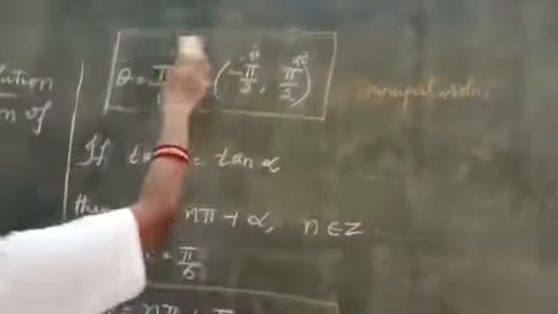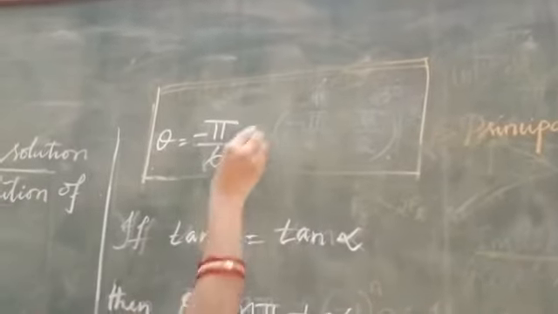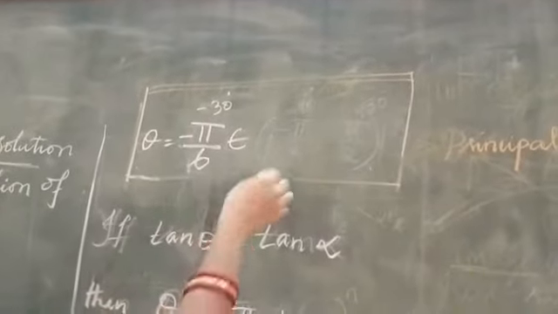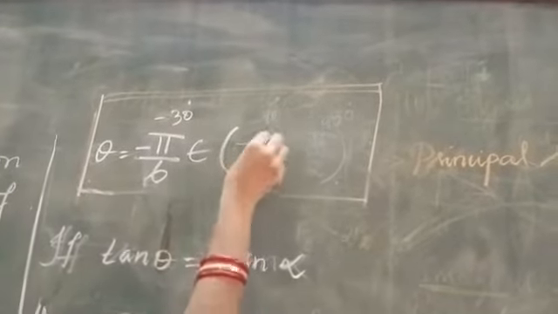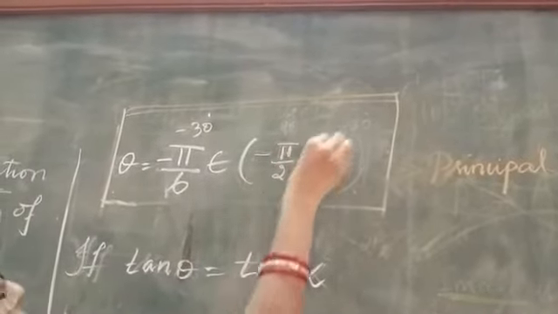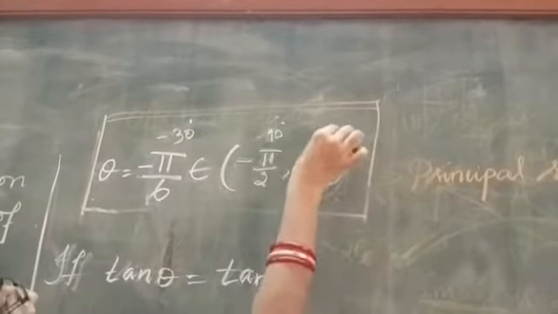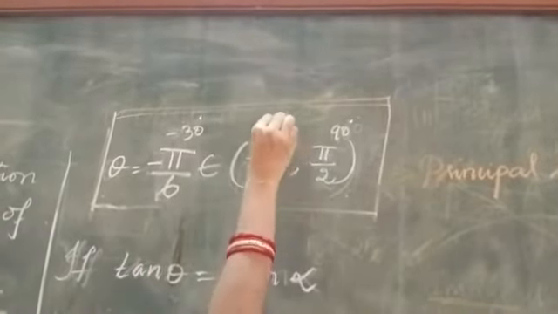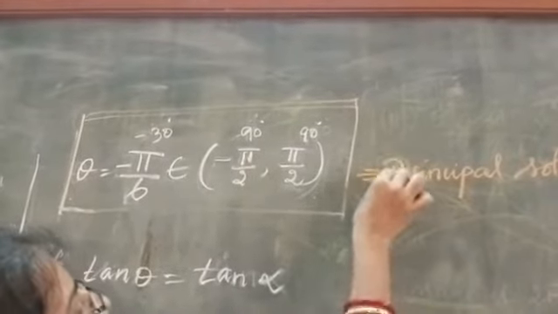Now come back. In the place of theta we have minus pi by 6. So let us write theta is equal to minus pi by 6. And this in degrees is minus 30 degree. The principal domain for the trigonometric function tan theta is the open interval minus pi by 2, pi by 2. This is minus 90 degree and this is plus 90 degree. Minus 30 degree lies in between the given interval. Therefore, we say that this is the principal solution.